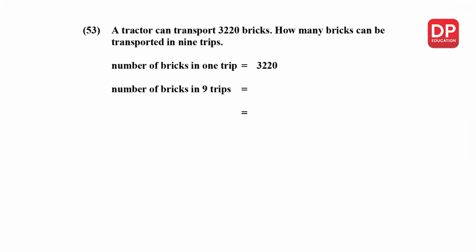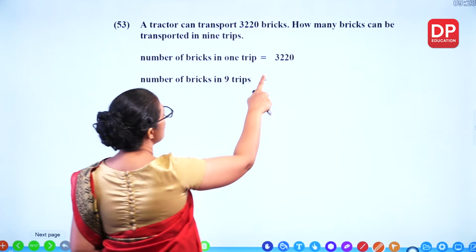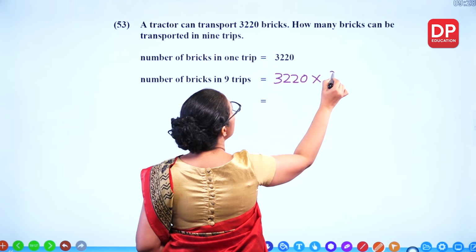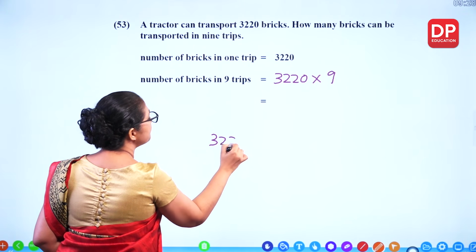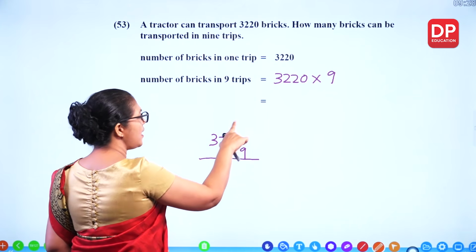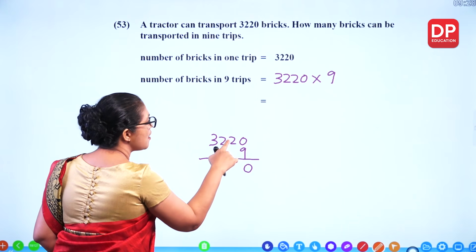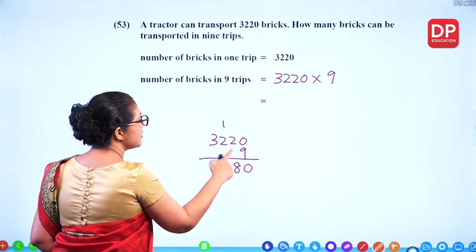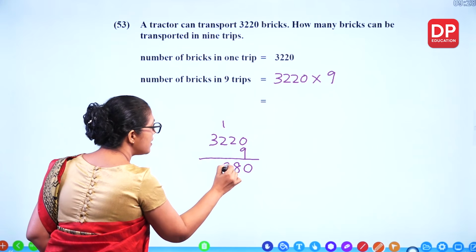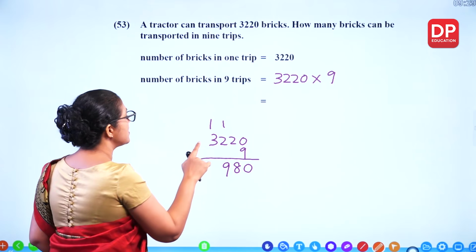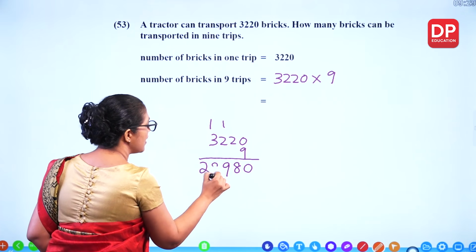A tractor can transport 3,220 bricks. How many bricks can be transported in 9 trips? So in one trip, 3,220 bricks. In 9 trips means you multiply this by 9. So we'll do it here. If you can't multiply this way, it's better to write in a column and multiply. 9 times 0, 0. 9 times 2, 18. 1 remaining. 9 times 2, 18 plus 1, 19. 1 remaining. 9 times 3, 27. 27 plus 1, 28.